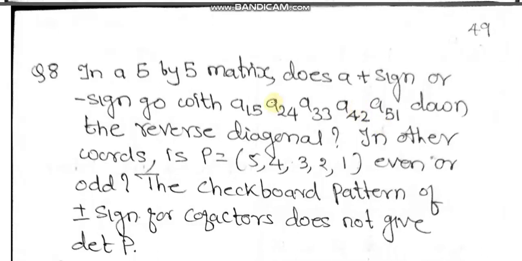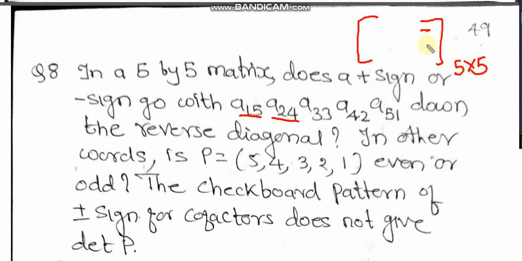Moving on to the next problem. In a 5 by 5 matrix, does a plus sign or minus sign go with A15, A24, A33, A42 and A51 down the reverse diagonal? So you have the diagonal first: first row, fifth element, and second row, fourth element automatically. It is in this fashion, first matrix 5 cross 5, right? Next element is third element, fourth element, fifth element. So it is a reverse diagonal.